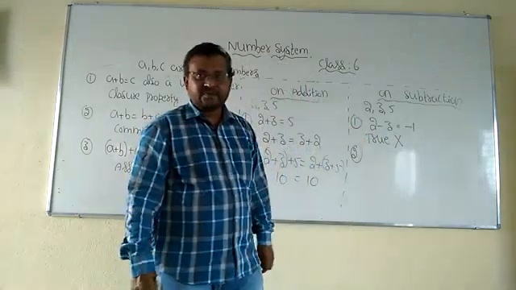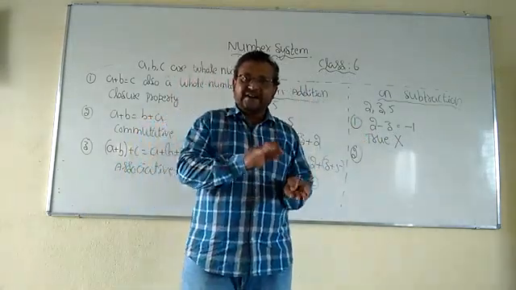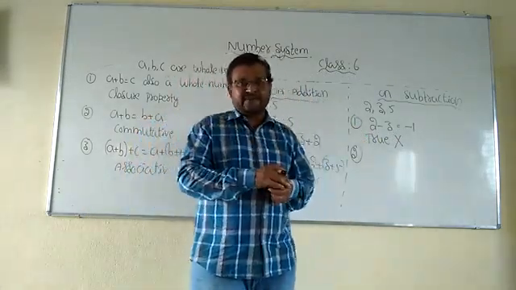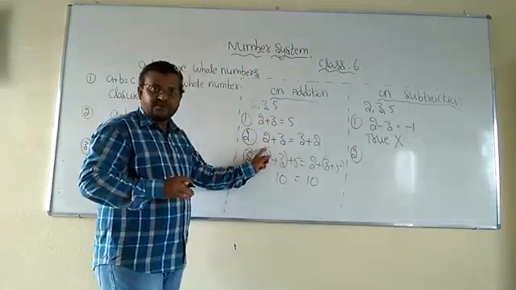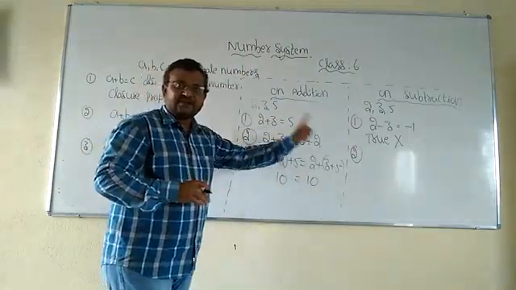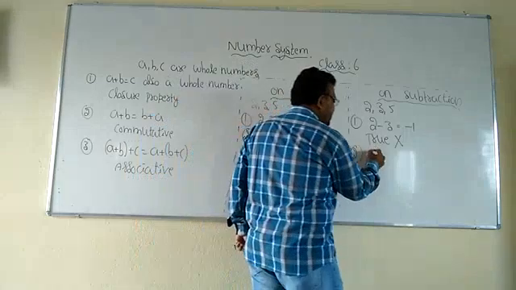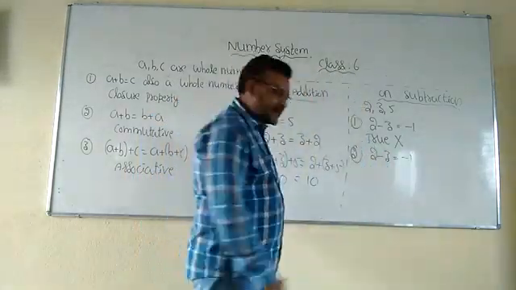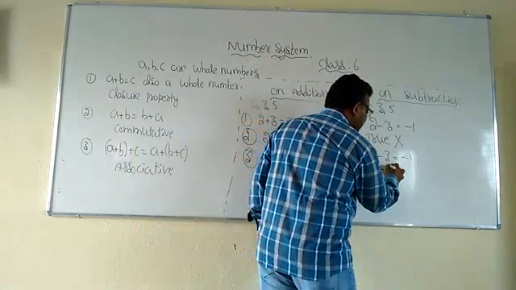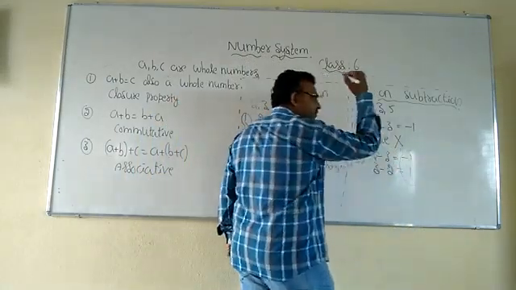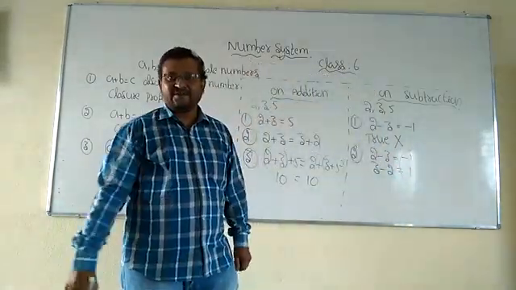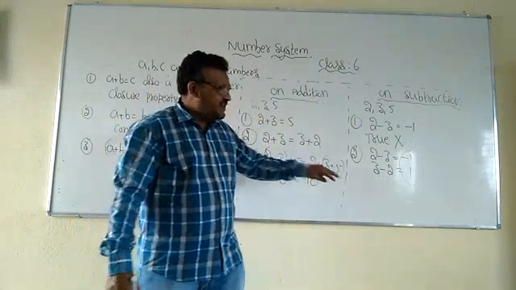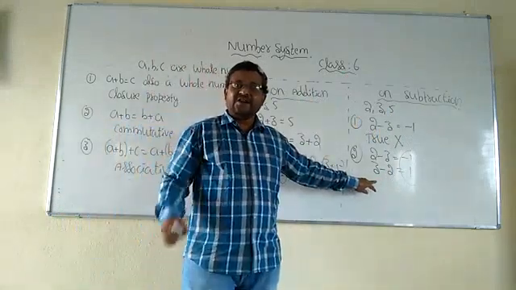Next, commutative. Commutative means by reversing the order, the result should also be the same. Here in addition it is true. 2 plus 3 is equal to 3 plus 2. What about subtraction? 2 minus 3 means minus 1, but reversing the order, 3 minus 2 is 1. Both are not the same, minus 1 and 1. Both differ. So here also the commutative property is not true.